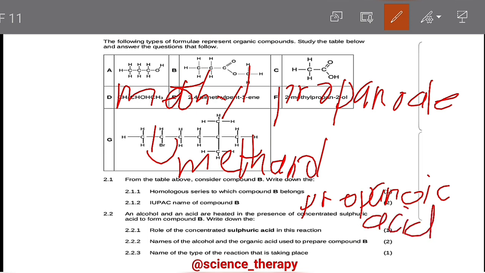Then 2.2.3 says name the type of reaction that is taking place. This is esterification.